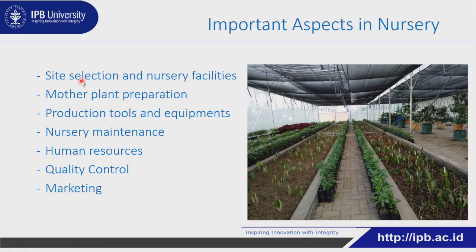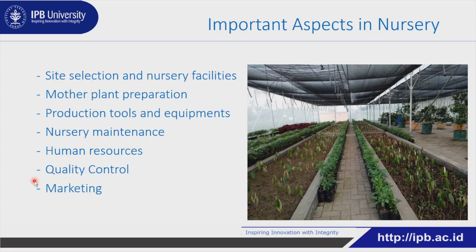What we'll discuss here are the important aspects in the nursery. First, it includes site selection and nursery facilities. We'll talk about that. And then mother plant preparation. Of course, this is also the heart of the activity in the nursery. And then production tools and equipment, nursery maintenance, human resources, quality control, and marketing. And of course, I expect some feedback from you after this introductory talk.